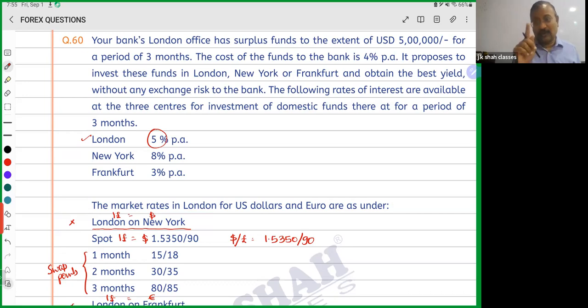Just solve one thing, first solve London. Just solve the London investment in London. And tell me what is the net surplus or gains that you will have.